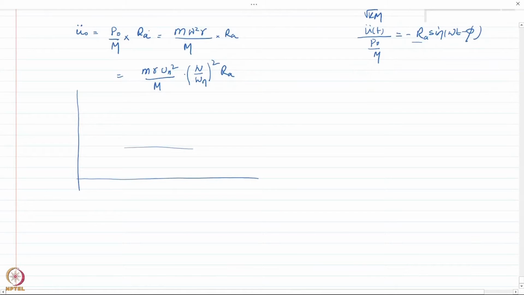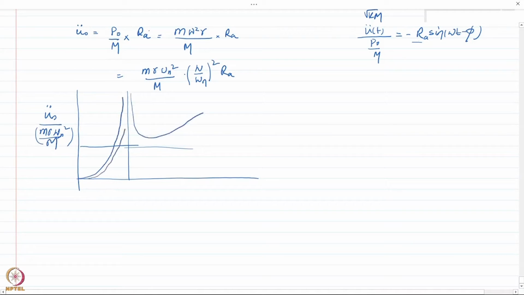Okay, so let us say I'm trying to plot here u naught divided by mr omega n square by M. It will start from a value of 0. For a very small value of damping, it would look like something like this, because I have RA, which used to approach 1 for large value of omega by omega n, but now it is multiplied with (omega by omega n) square. So now at large value of RA, it actually approaches infinity.